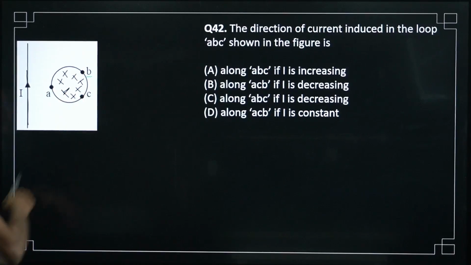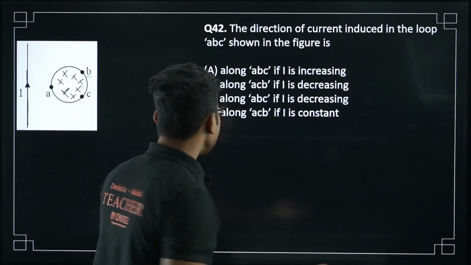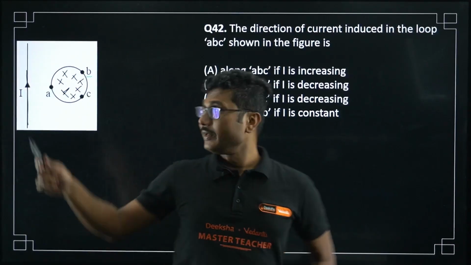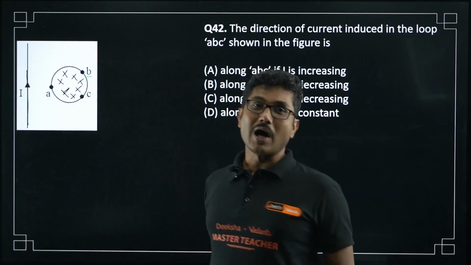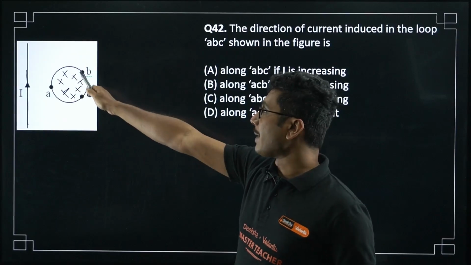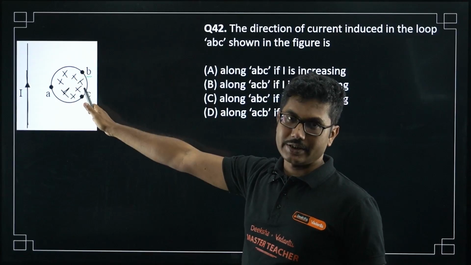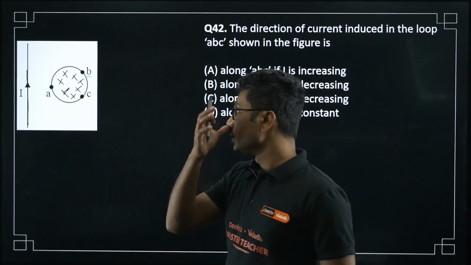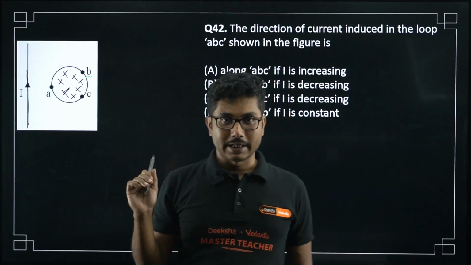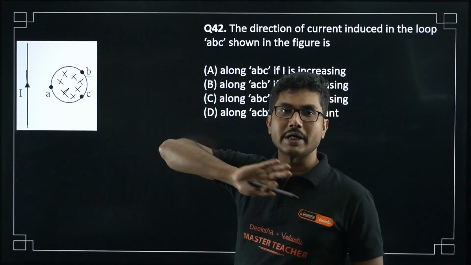How to do that? You point your thumb in the direction of current, then curl your fingers. Whatever is the finger direction, that is the direction of the magnetic field. Now the original magnetic field is into the paper; how will the induced EMF work? First of all, if the current is constant, the magnetic field is constant, so there is no flux change, that means the induced current will be 0. So the last option is obviously incorrect. If the current is constant, no induction is happening.